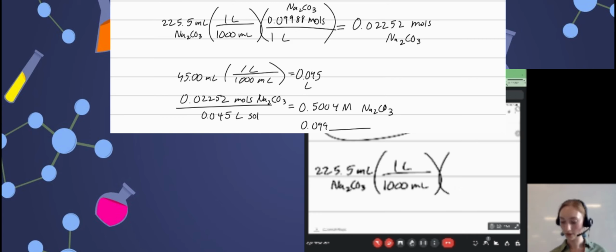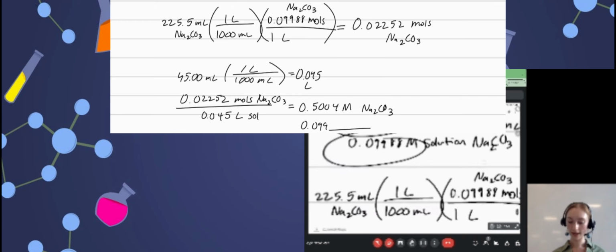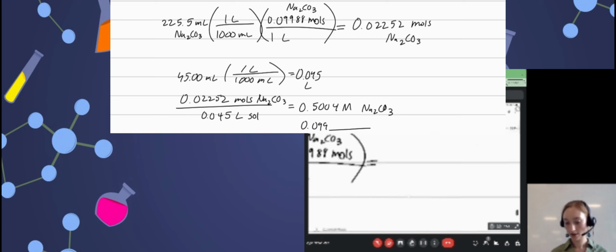So for every 1 liter, we have a concentration of 0.09988 moles of the sodium carbonate. And so multiplying all of this out, the 225.5 divided by 1,000, getting that answer, and then multiplying by the 0.09988, we will get the amount of moles of 0.02252 moles of sodium carbonate.